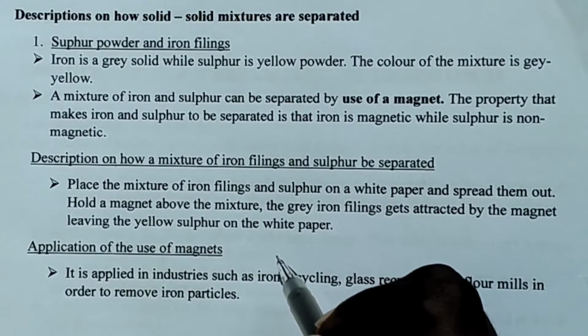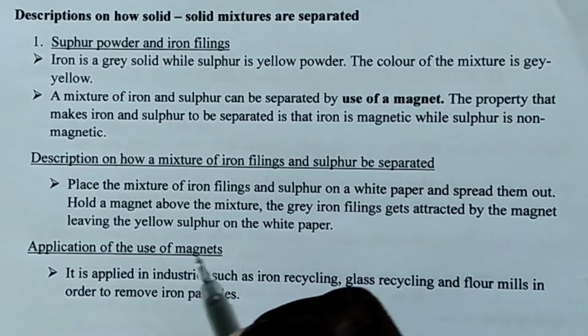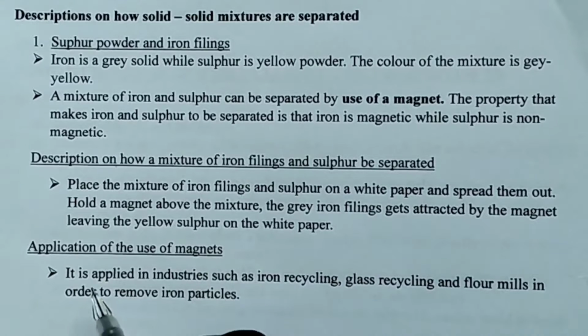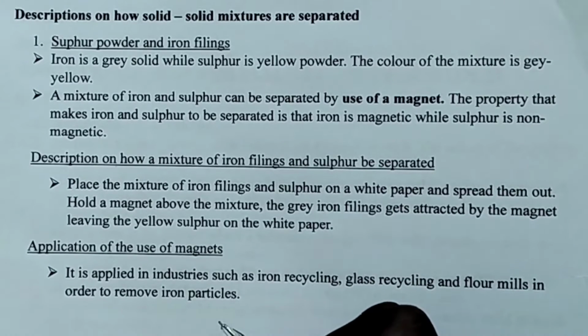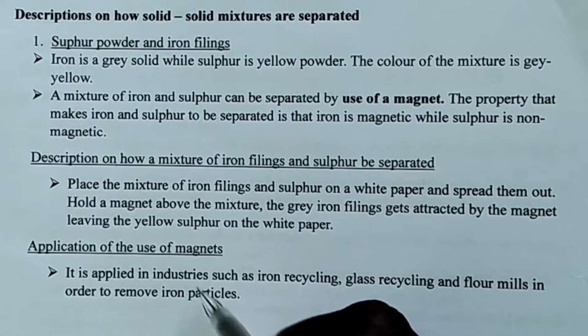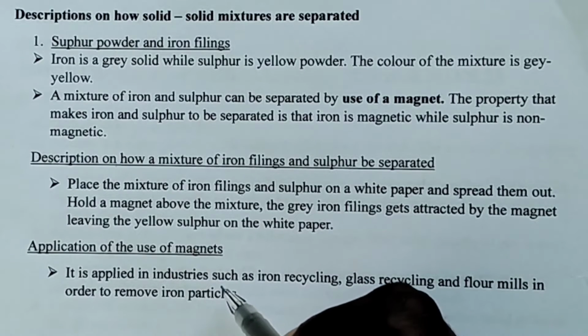Lastly, let's see the application of the use of magnets. It's applied in industries such as iron recycling, glass recycling, and flour mills in order to remove iron particles. That's the application for this method of separating mixtures. That's the use of magnets.